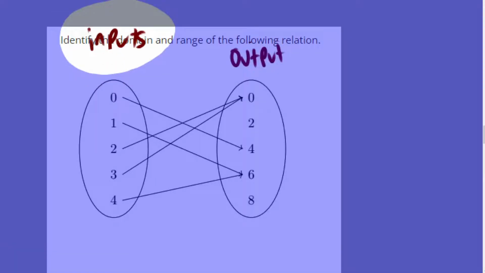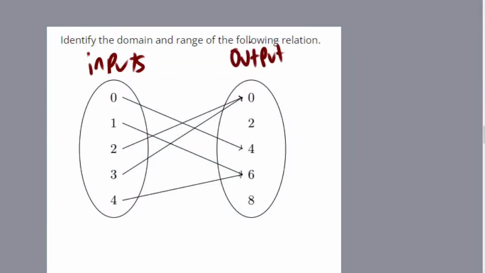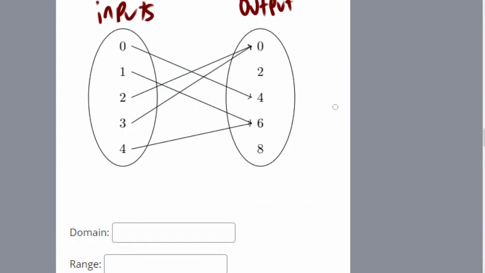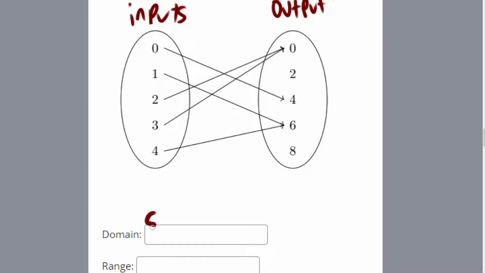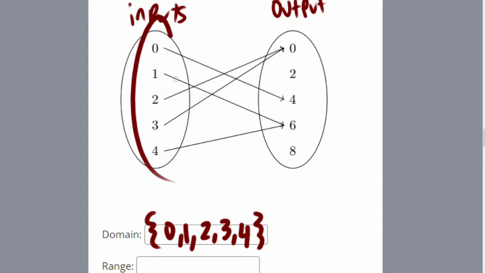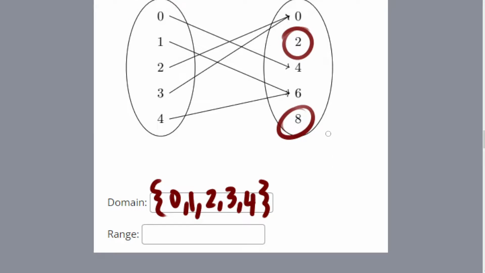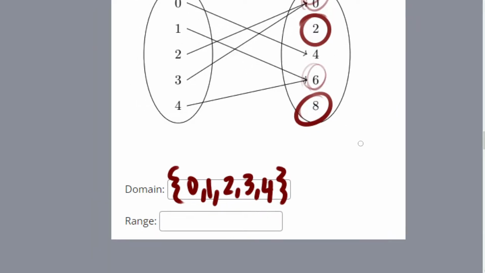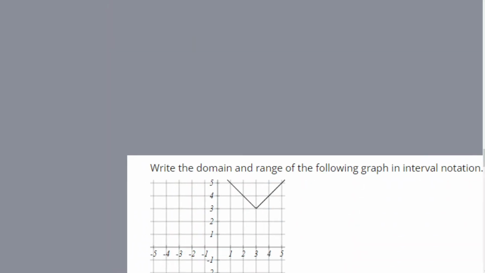So typically, when we're talking about domain, it's talking about our inputs or our x values. So we'll do 0, 1, 2, 3, 4. And that includes all of these. However, this 2 is not used and this 8 is not used, so we'll leave them out. And this 0 is used twice and this 6 is used twice, but we only need to list them once. So we have 0, 4, and 6. And that would be our answer for that.